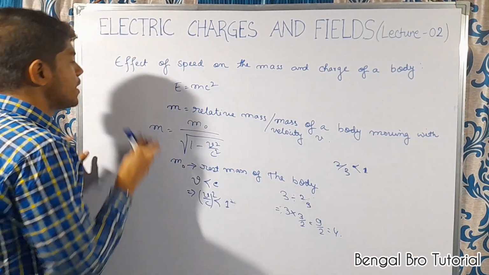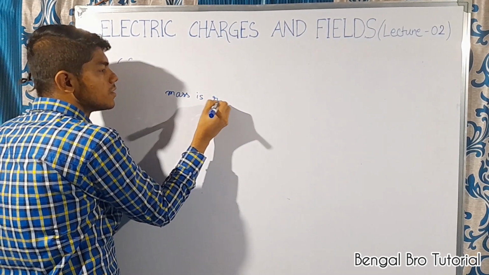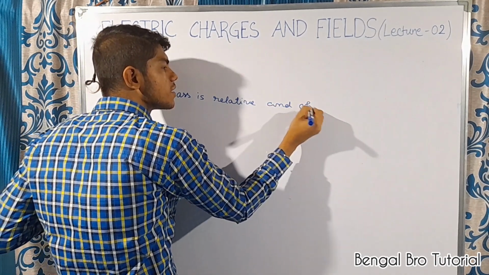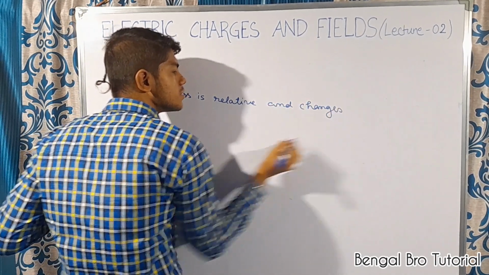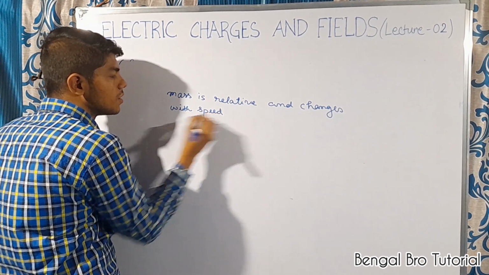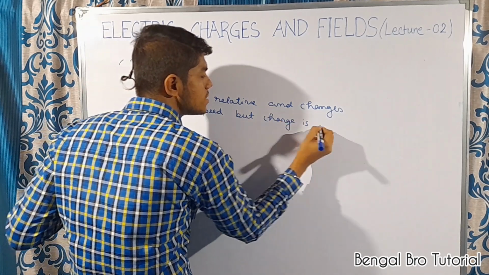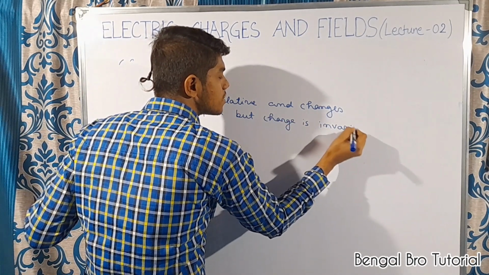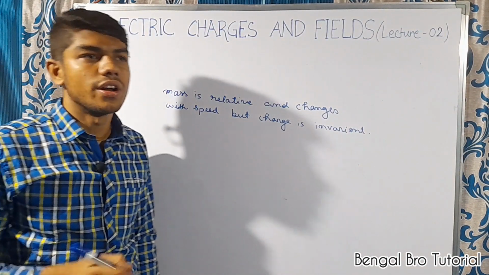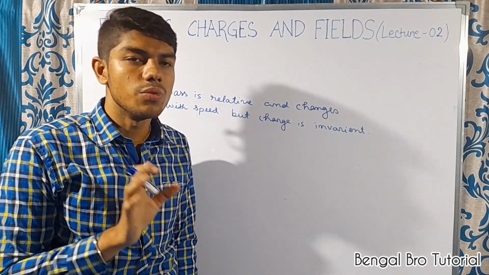Understood? So finally we can say that mass is relative and changes with speed, but charge is invariant, means it does not depend on the frame of reference or it does not depend on whether it is moving with some speed or not.